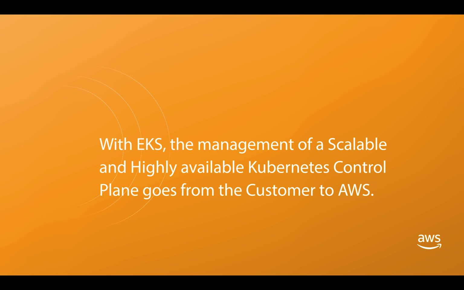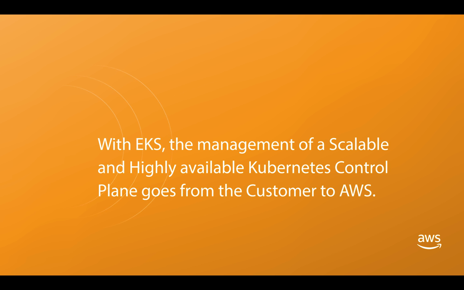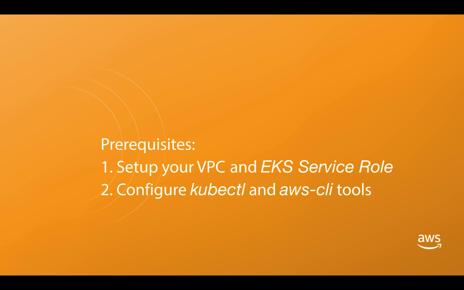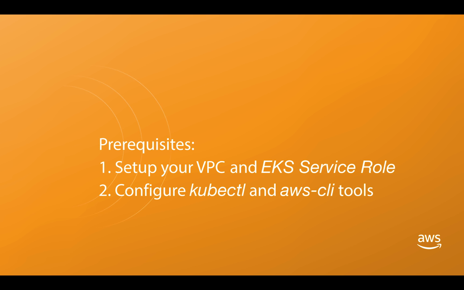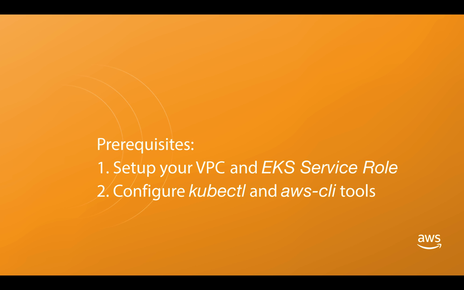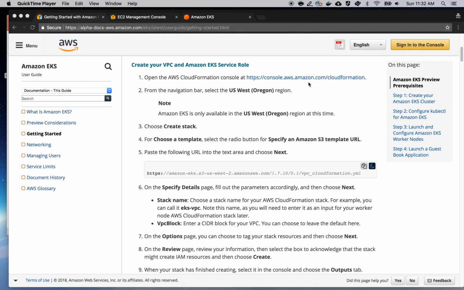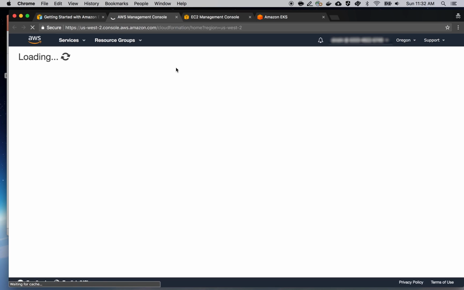With the launch of the EKS service, the management of your Kubernetes control plane goes from your internal infrastructure team to Amazon. Let's now quickly create an EKS cluster. As prerequisites, we'll first set up your VPC and an EKS service role, and then we'll configure kubectl and AWS CLI tools. Let's head to the documentation page.